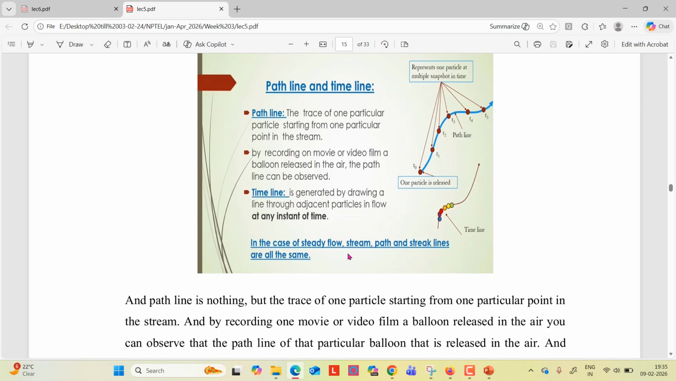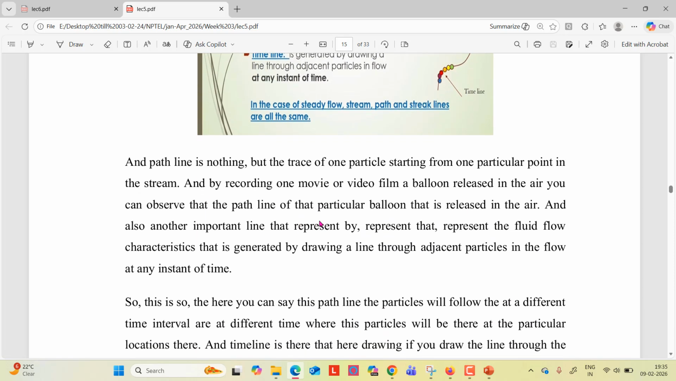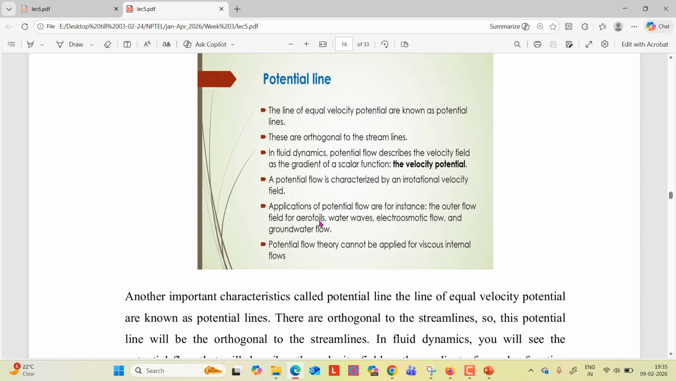So in the case of steady flow, stream, path and streak lines are all the same because this is a steady flow. Then the potential line also comes, the line of equal velocity potential. If the velocity potential of two lines are equal, this is called the potential line. These are orthogonal to the streamlines. Potential flow describes the velocity field as the gradient of a scalar function. So potential flow is characterized as an irrotational velocity field.